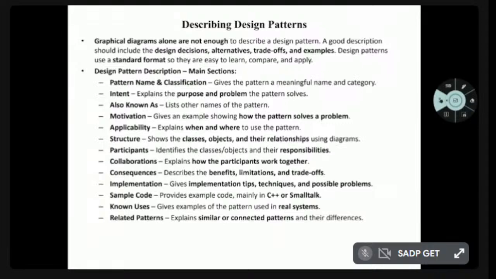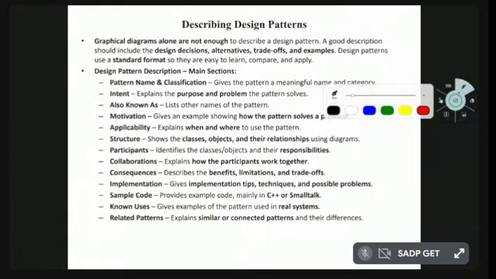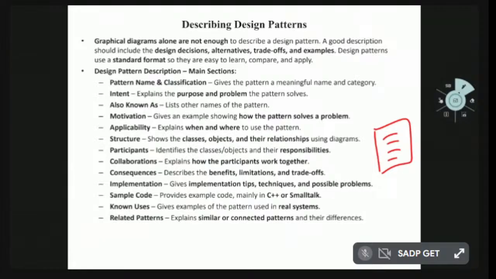Okay. So coming to describing design patterns. Graphical diagrams alone are not enough to describe a design pattern. A good description should include design decisions, alternatives, trade-offs, and examples. Design patterns use a standard format so that they are easy to learn, compare, and apply. Whenever you have diagrams like UML diagrams or any graphical diagrams, they are not sufficient to answer any kinds of questions or the given problem. So at that point of time, we go with design patterns, right?